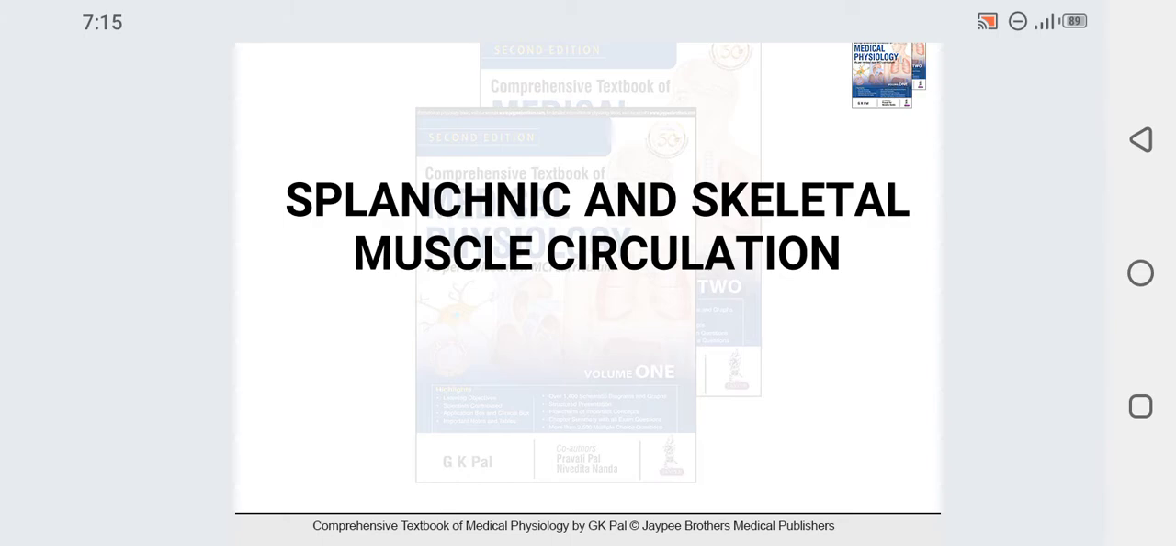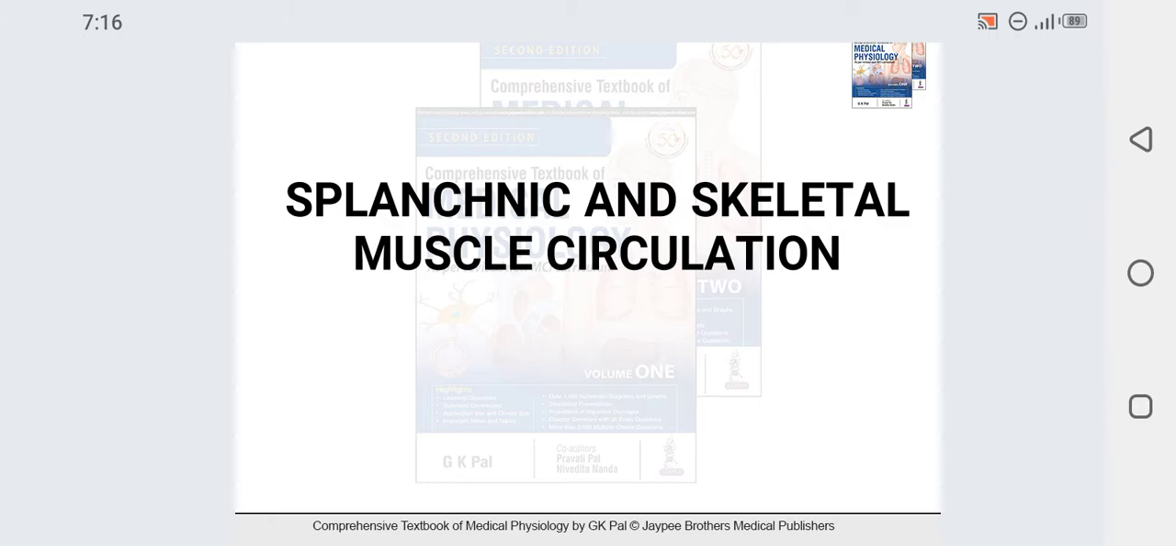So what is the main objective of this regional circulation under which this topic comes? The primary objective, as we know, of regional circulation is to supply oxygen and nutrients to the various organs and tissues of the body and to remove CO2 and metabolites from the tissue. This is effectively achieved by distributing the cardiac output suitably to various organs based on their functional and metabolic requirements and controlling the rate of blood flow to these organs.